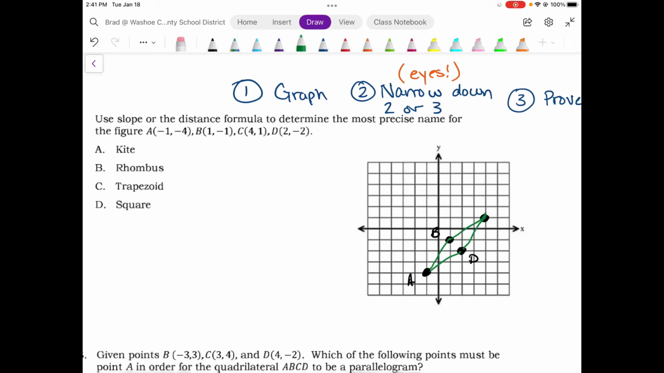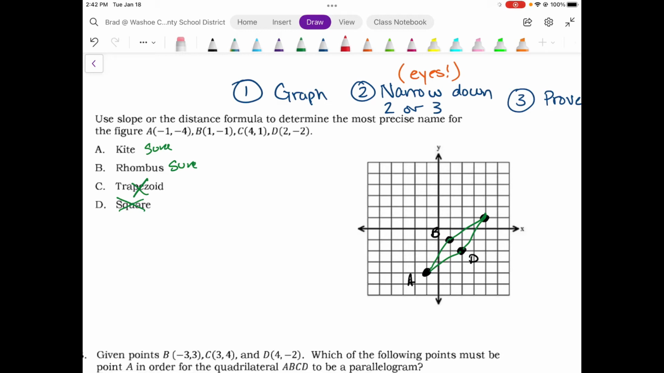Okay, kite, sure. I don't know why I did SH, but yeah, it could be a kite, sure. Could be a rhombus, sure. Could be a square and a trapezoid, don't think so. So we've narrowed it down to 2. That's step 2, is narrow it down. So what's the difference between a kite and a rhombus?